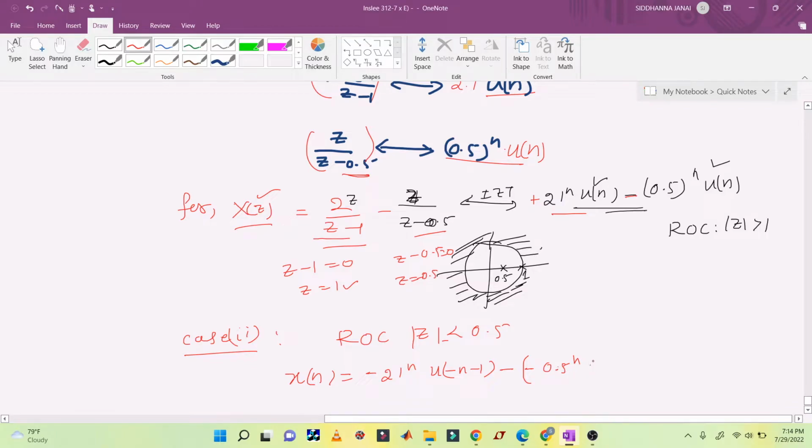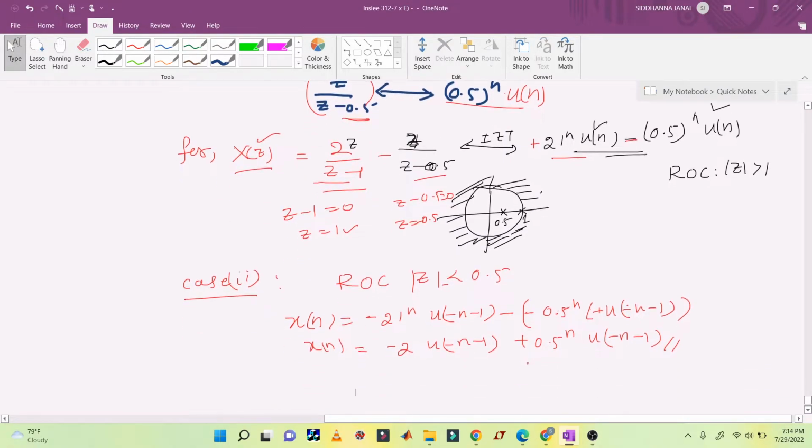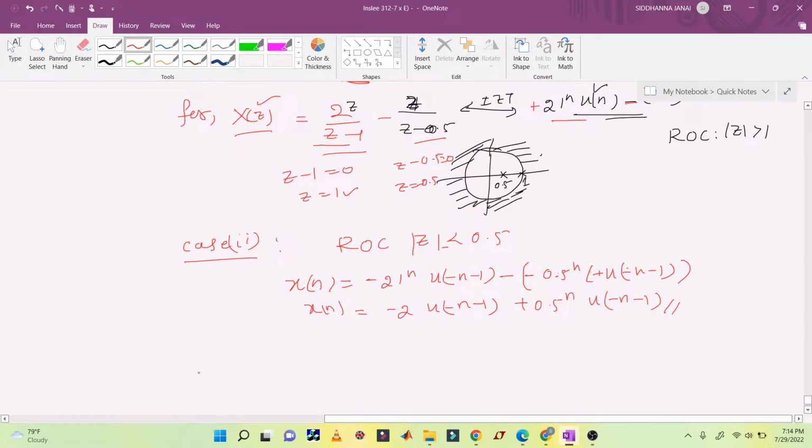Minus 0.5 to the power n u of minus n minus 1. Okay, so if I simplify, this is minus 2 u of minus n minus 1 plus 0.5 to the power n u of minus n minus 1. So this is the sequence, that is x of n for ROC |z| less than 0.5.